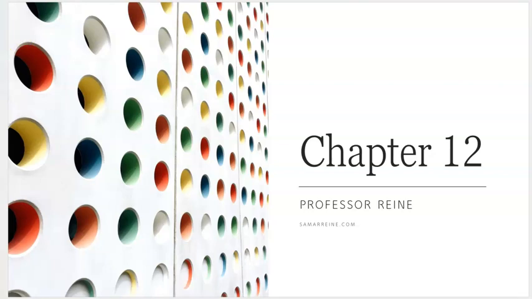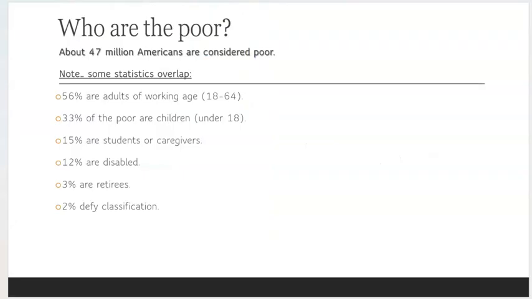We're going to start by discussing who the poor are. This chapter is about income inequality, who the poor are, what the government does to help those who are considered underprivileged, and what contributes to lower income versus higher income. So this is basically where we are with this discussion. So who are the poor?